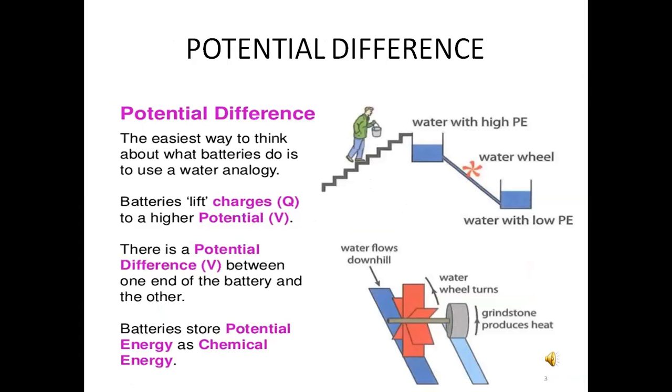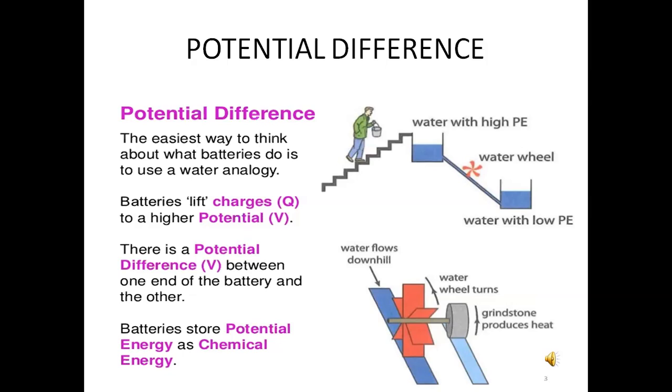Next, potential difference. Electrical charges need energy to push them along a circuit. So water always flows from higher to lower ground. Similarly, an electric charge always flows from a point at higher potential to a point at lower potential. An electric current can flow only when there is a potential difference V.